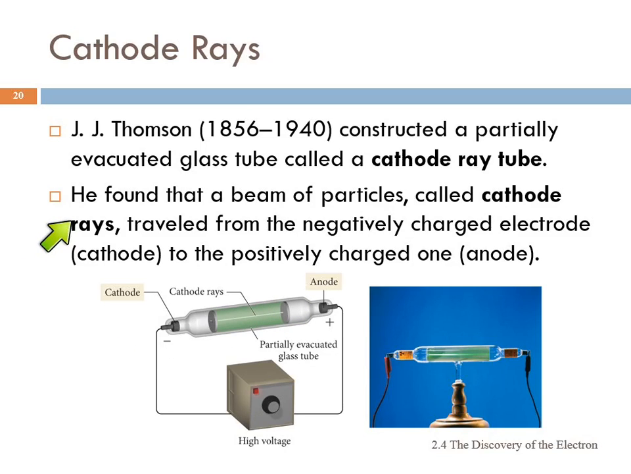They're called cathode rays. They travel from the cathode to the anode. That's why they call them cathode rays, because they come out of the cathode. The cathode is the negatively charged electrode. So here's a picture. Hopefully there's a beam of light here, and those are the particles going from the cathode to the anode.